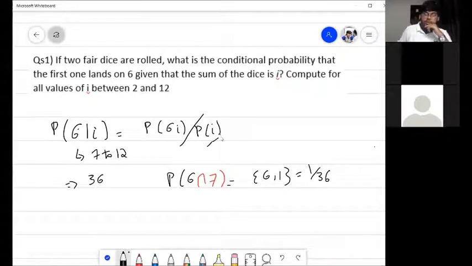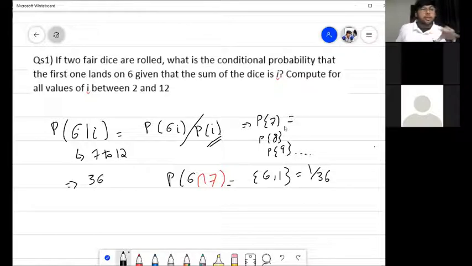Now, my next question to you is, I will just focus on this P i bit right now. So i can be either 7, 8, 9, and it goes till 12. Can you tell me what's the probability of you getting a sum of 7? It's essentially like what you did before, right?